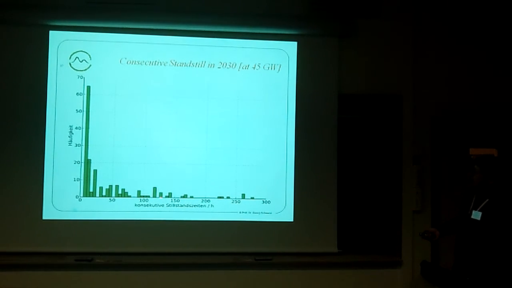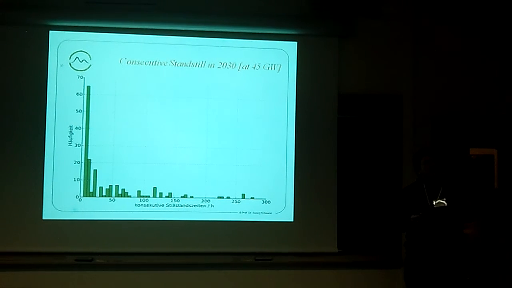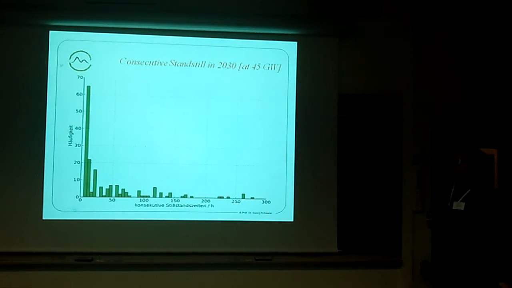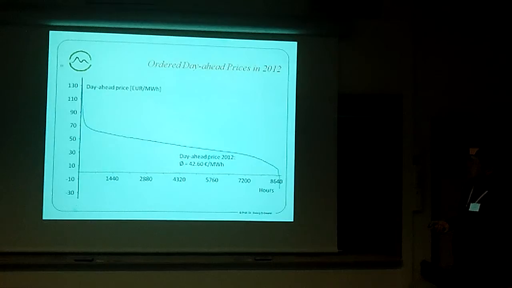You see here, again, in some cases, this is of course 45 gigawatt, so there are more than 260 hours without operation. But the same plant, 65 times per year, runs between 5 and 10 hours. So you understand the operation profile of this backup system. And of course, this helps again to understand what has to be done.